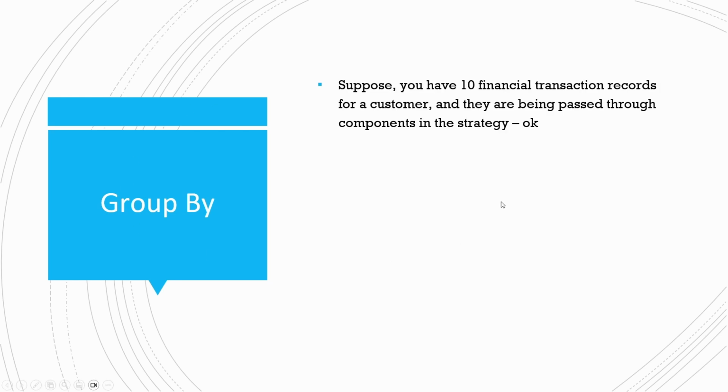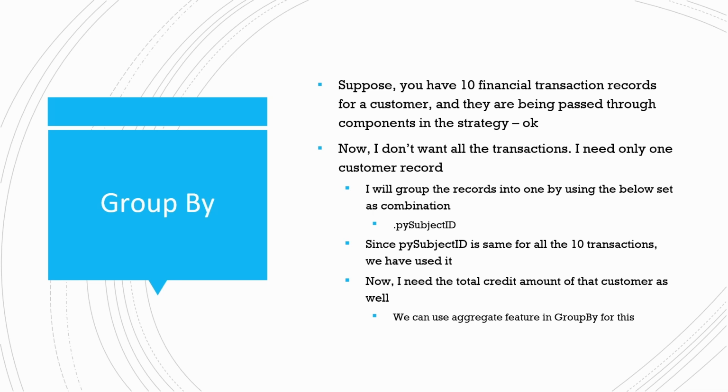So suppose you have 10 financial transaction records for a customer and they are being passed through components in the strategy. Now, I don't want all the transactions. I need only one customer record, correct? Now, what I can do is group the records into one by using a combination of settings.